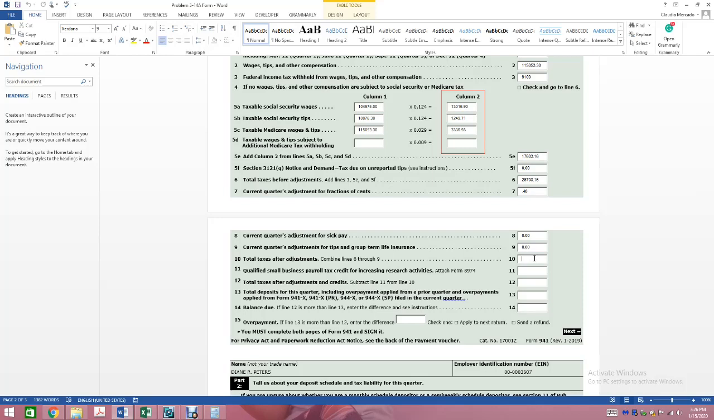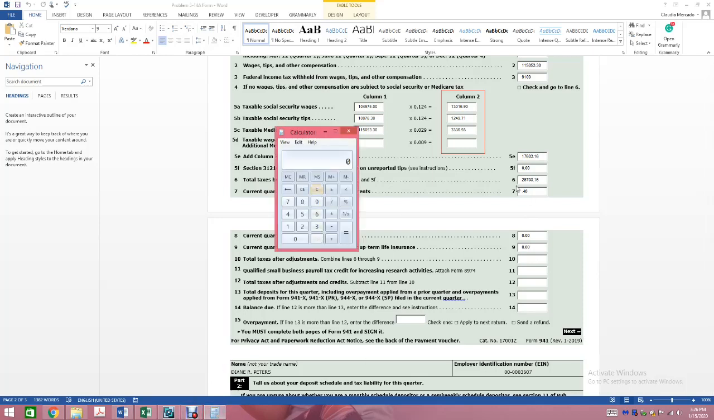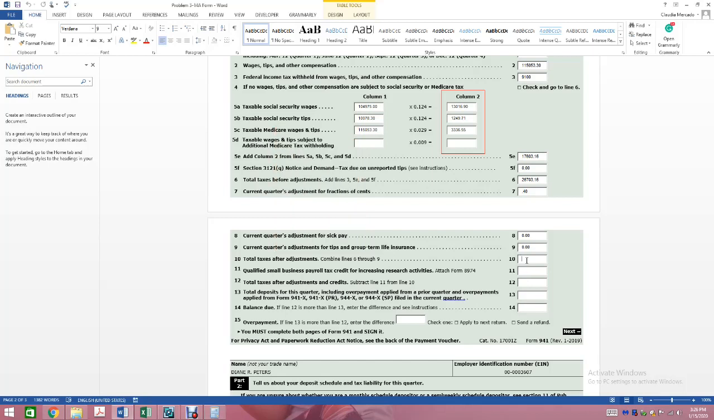Box number 10. Total taxes after adjustments. You're going to combine lines 6 through 9. So you're going to add them. So line 6 is 26,703.16. You're going to add your 40 cents, and that's all of the adjustments you have. So it'll be 26,703.56. Okay. Number 11. Qualified small business payroll tax credit. That doesn't apply to us.